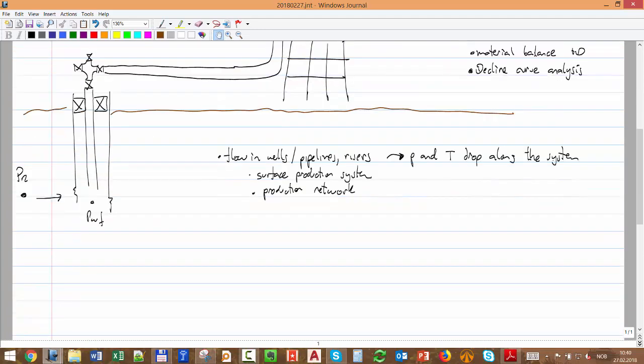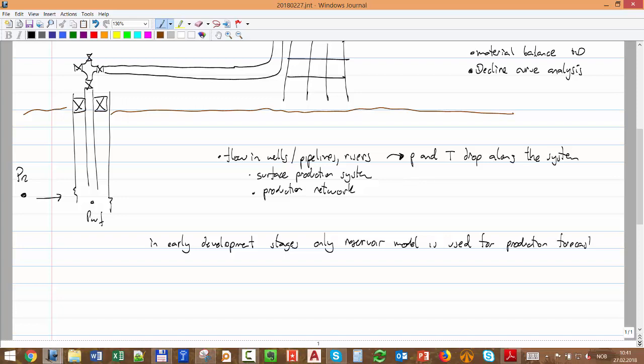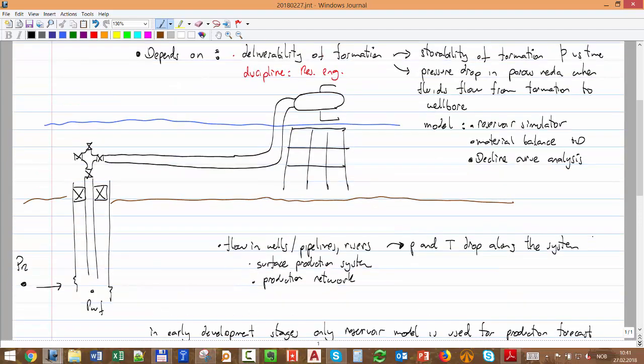But I have to use, in that case, let's put that comment here: in early development stages, only the reservoir model is used for production forecast. So in our case, we'll be just looking from here to here, right?